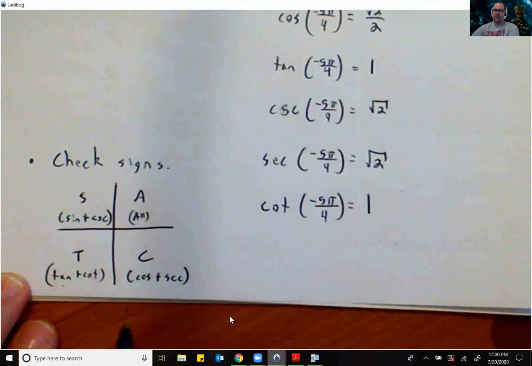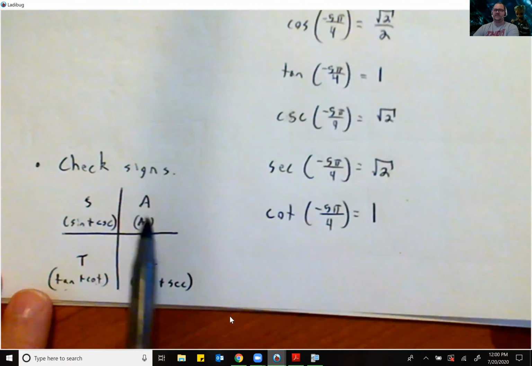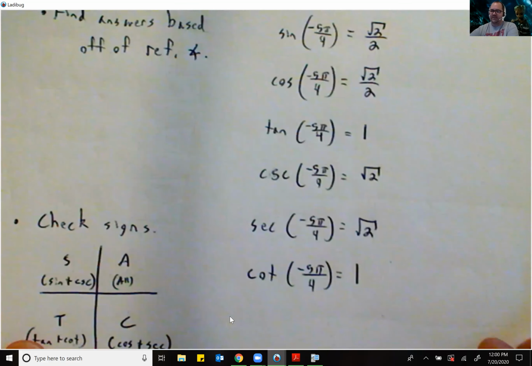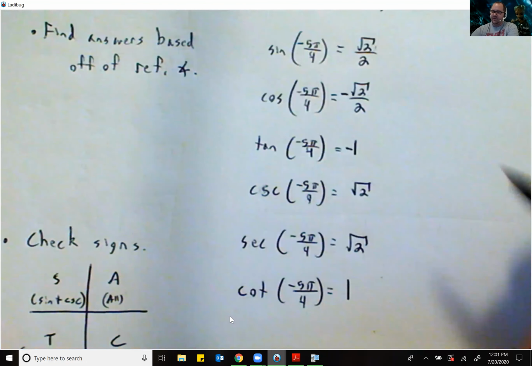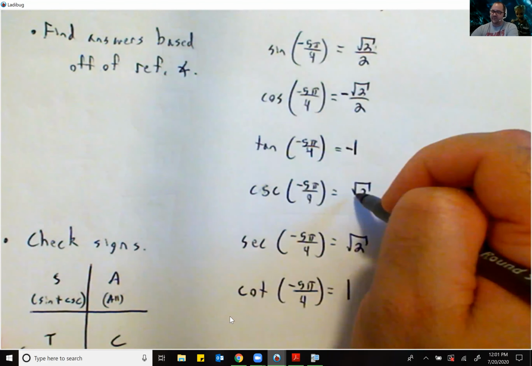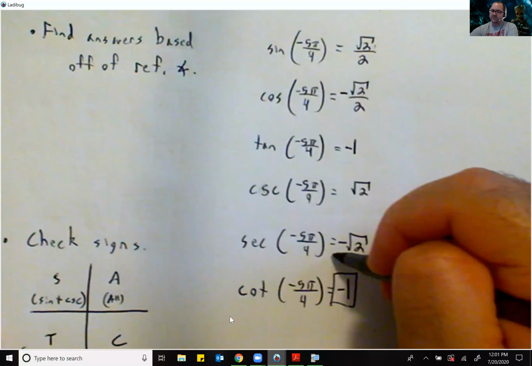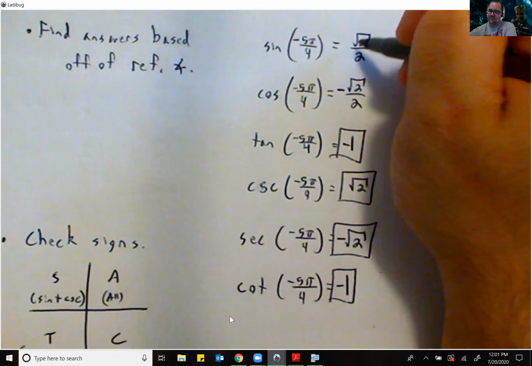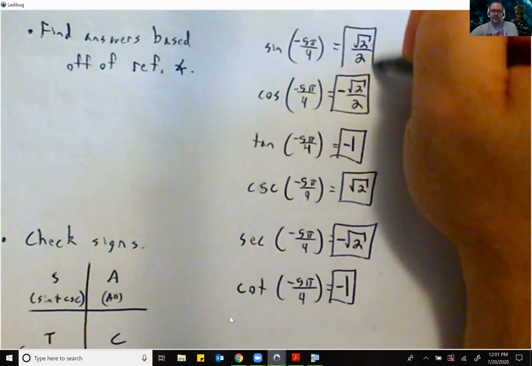So because our original angle is in quadrant 2, all of our answers are negative except for sine and cosecant. So sine's positive, cosine is negative, tangent negative, cosecant is positive, secant is negative, cotangent negative. So there are all of our answers. The only two that are positive are sine and cosecant. Again, this is why you really only need to know quadrant 1.